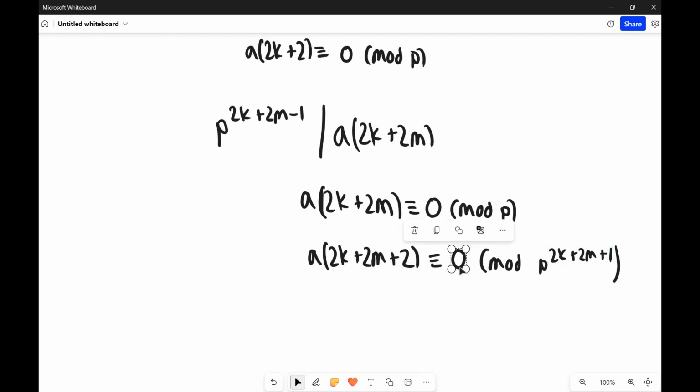And in particular, if we take m to be large enough, then we have that a(2k+2m+2) is equivalent to 0 mod p to the power of this thing.